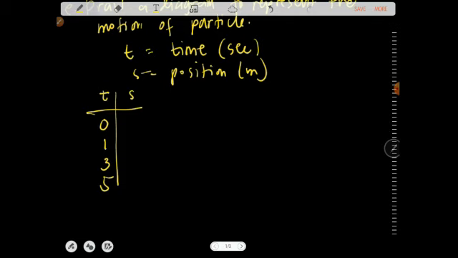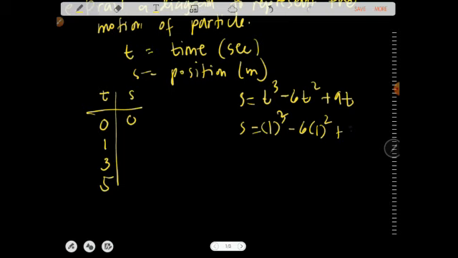Now, those are what we will substitute into our equation. So, let's go back to the equation. Our equation is s equals t cubed minus 6t squared plus 9t. So you just replace the value of t equals 0, and that equals 0: when time is 0, the position is 0. Next, when time is 1 second, that equals 1 cubed minus 6 times 1 squared plus 9 times 1, so this equals 4. Then when the time is 3 seconds, that equals 0. And when the time is 5 seconds, that equals 20 meters.